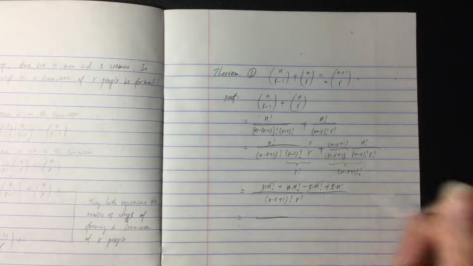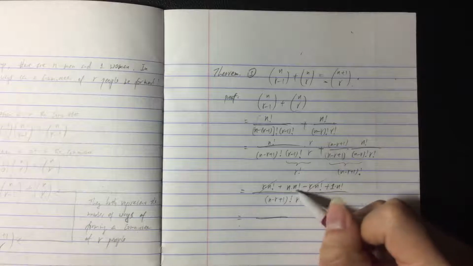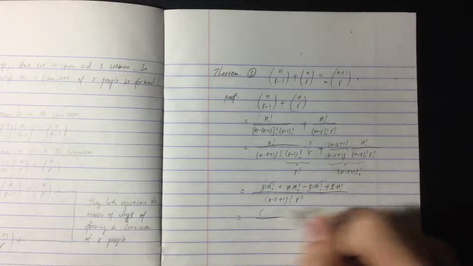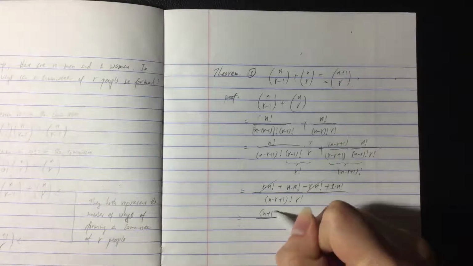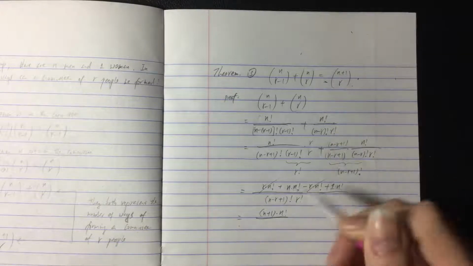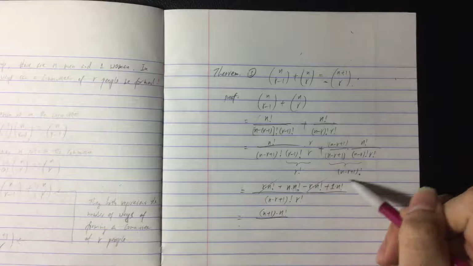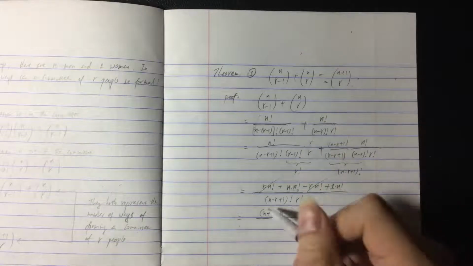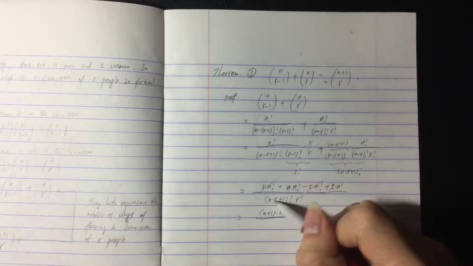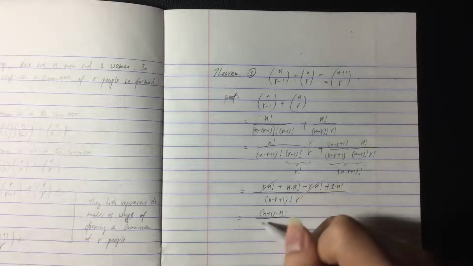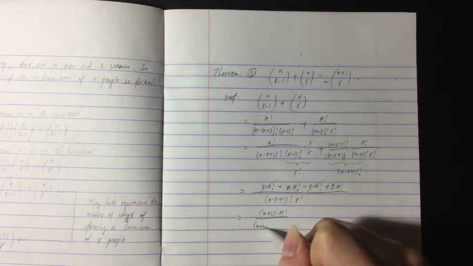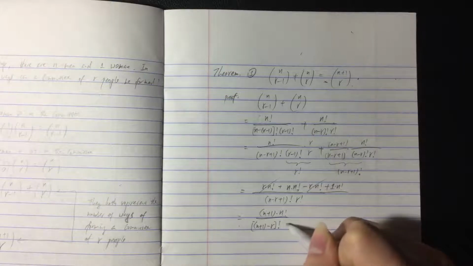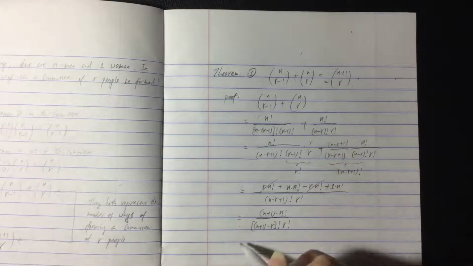It can be rewritten as n times n factorial plus 1 times n factorial, which can be rewritten as n plus 1 times n factorial. I can factor n factorial out. I get n plus 1 times n factorial on the top. On the bottom, m minus r plus 1 factorial can be rewritten as m plus 1 minus r factorial times r factorial.